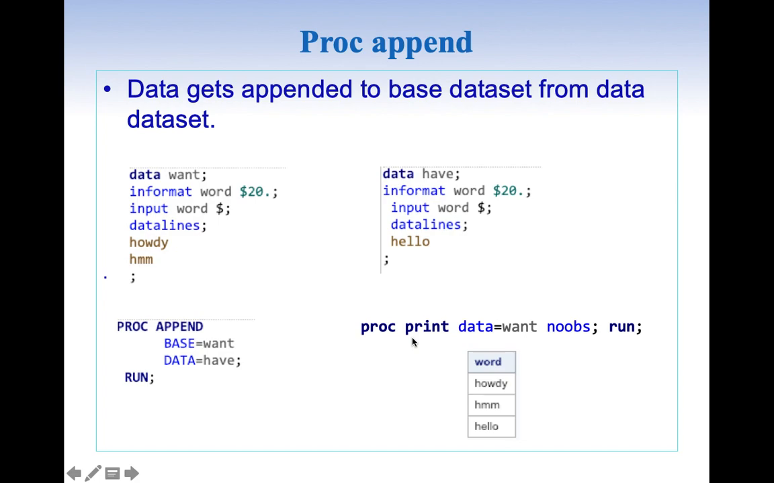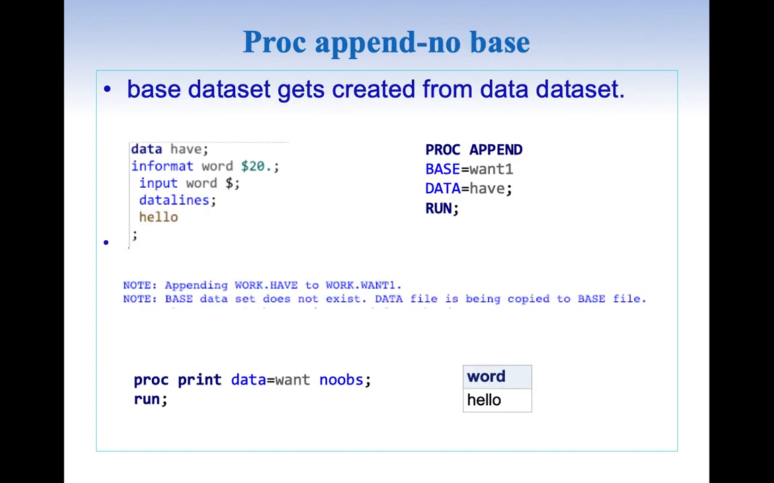And once I run PROC PRINT, this is the result we see. So basically PROC APPEND appends the data to the base dataset. In here it's the want dataset from the have dataset. Now I would like to discuss what happens when there is no base dataset. When there is no base dataset, it gets created from the data dataset.